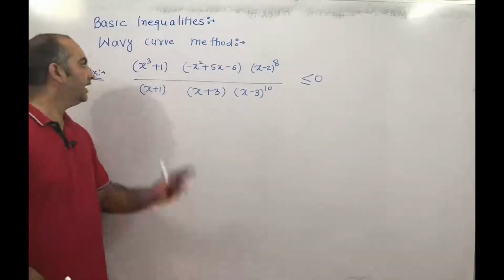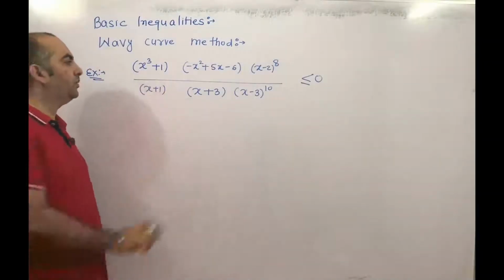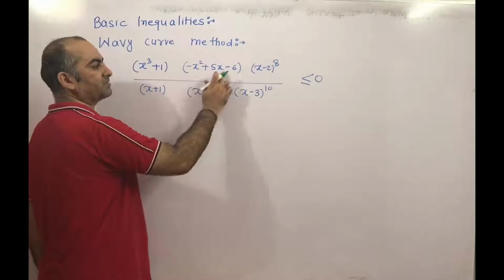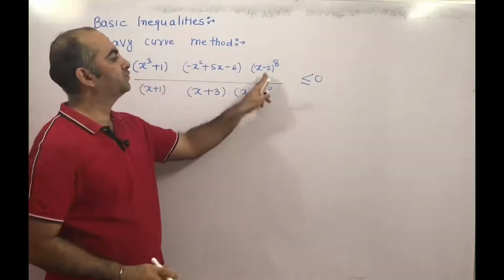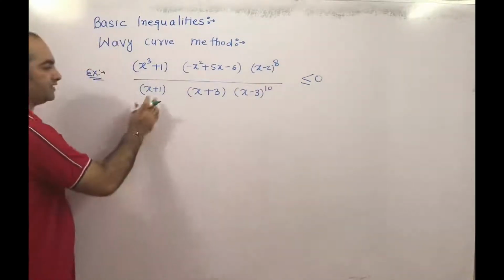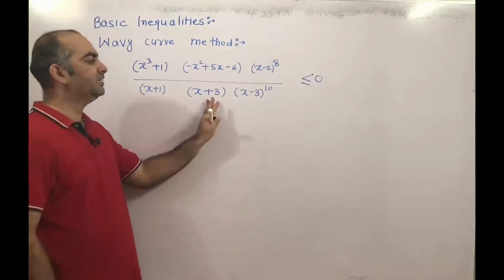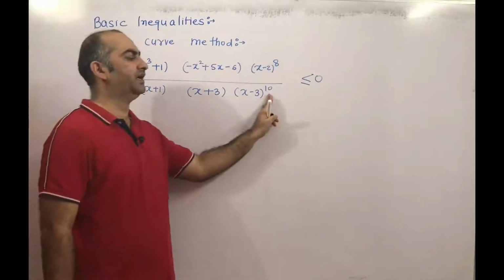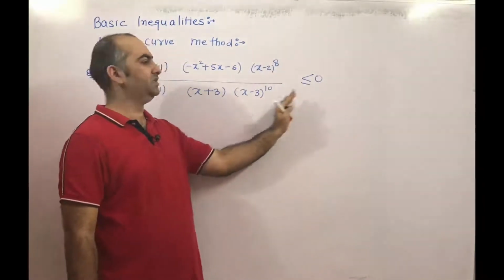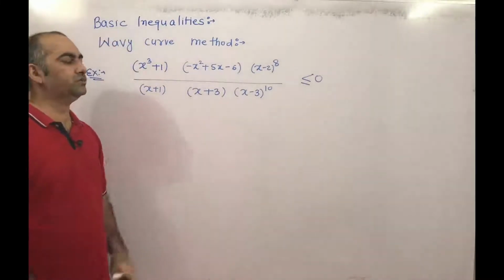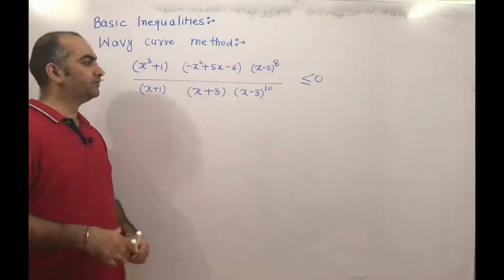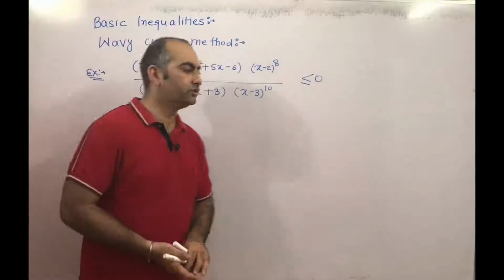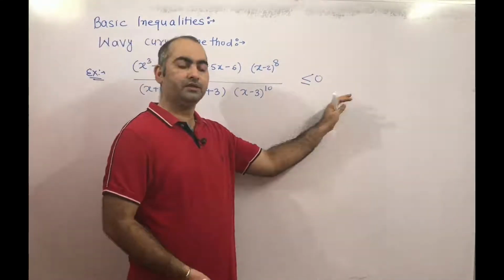Next example is (x³ + 1)(−x² + 5x − 6)(x − 2)^8 divided by (x + 1)(x + 3)(x − 3)^10 is less than or equal to 0. So this problem we have to solve. So how to solve this one? This is an inequality, so first we have to check whether one of the sides is 0 or not. So you can say this side is 0. Alright, so first step is done.